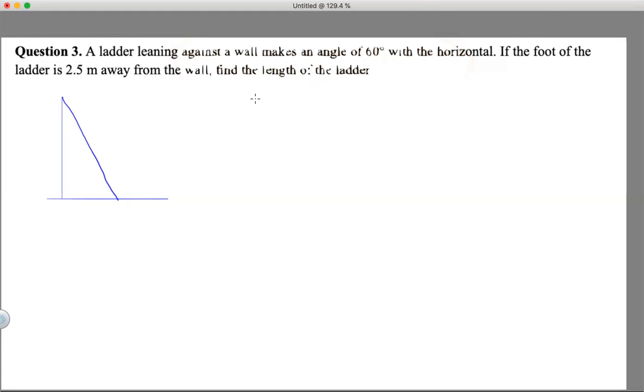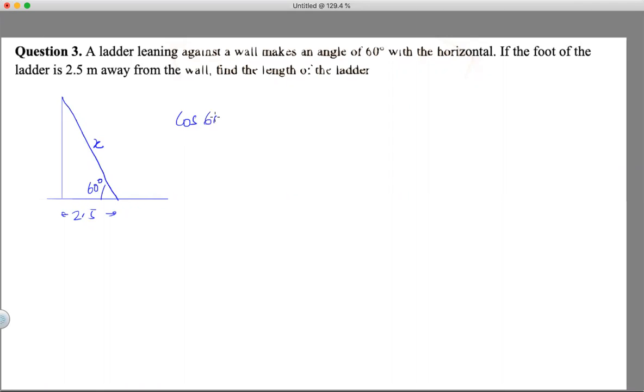So here, the ladder makes 60 degrees with the horizontal, this is given to us. The foot is 2.5 meters away. We have to find the length of the ladder, so let's say the length is x. Okay, so we will use cos in this. That is the only thing, right?